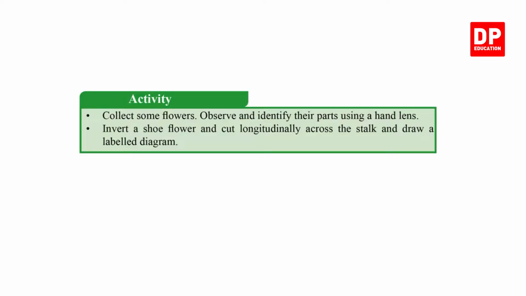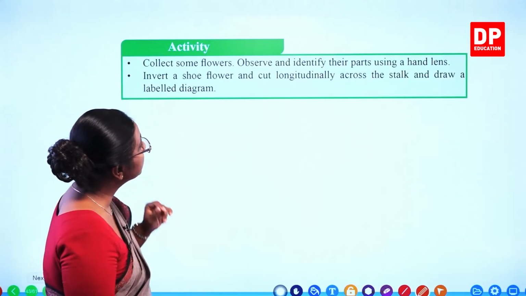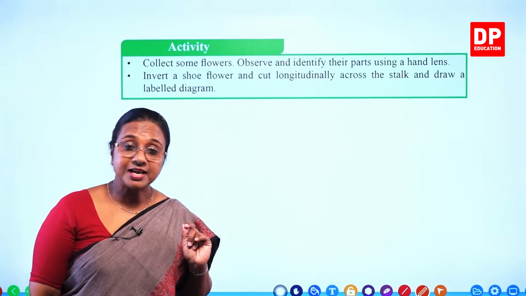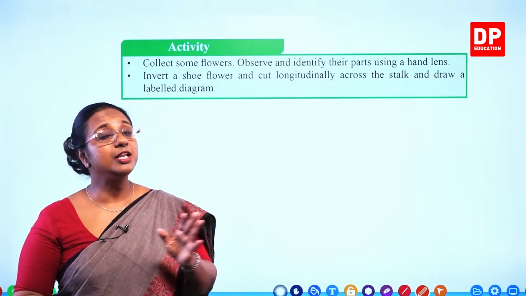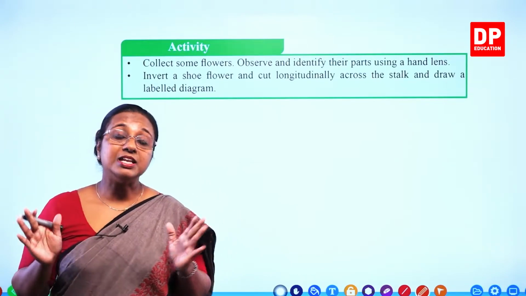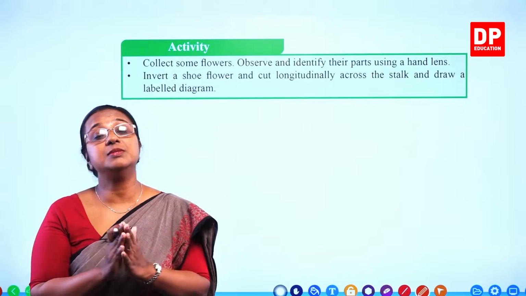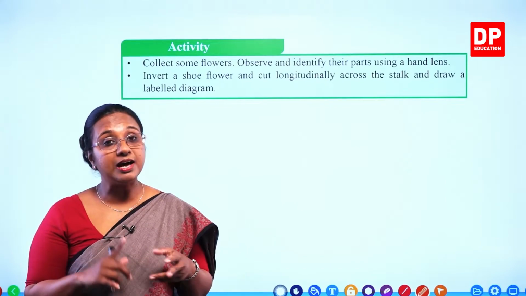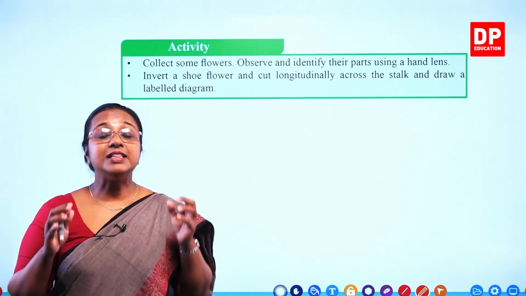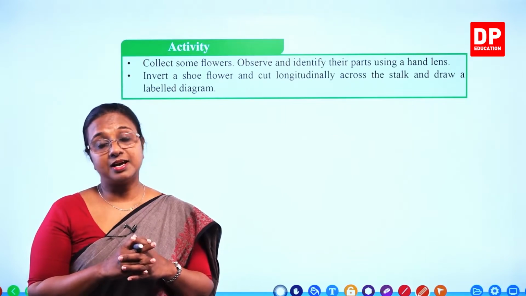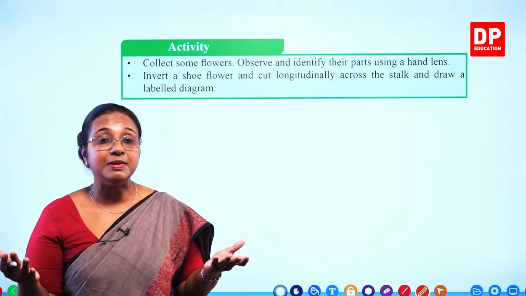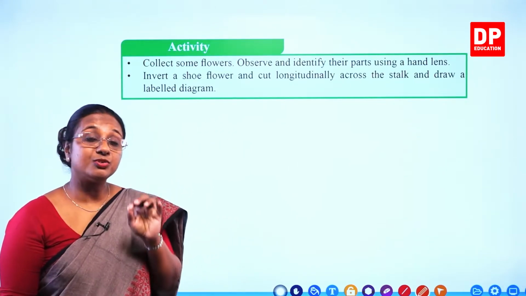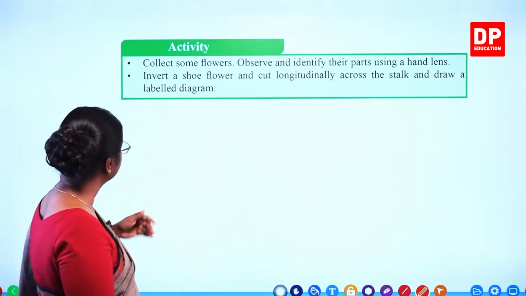We have an activity. Collect some flowers, observe and identify their parts using a hand lens. Why do you need to observe their parts? So that you can see how different these parts look. Basically, they are the same: the calyx, corolla, androecium and gynoecium. But the way they are constructed or the way they are in the flower will be different. So that is what you are supposed to observe. And observe using a hand lens so you can see the ovules and everything clearly.